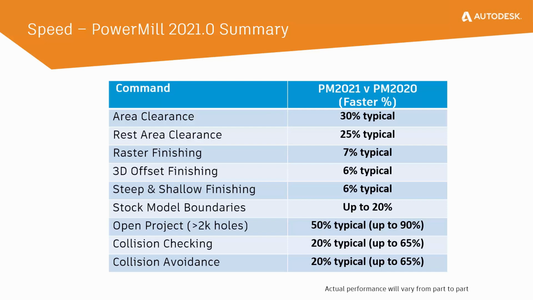I mentioned project opening times, specifically projects that contain lots of hole features for drilling. You'll notice a typical performance gain there of around 50%. So those large projects are going to be opening up 50% faster in this release than the previous release. And then finally, our collision checking and collision avoidance functionality has also been sped up by typically around 20%. Although feedback from our customers, particularly our beta customers that had access to this functionality before it was released to the general public, have reported even bigger performance gains, often as much as 65%. So you can see that we've really focused on making PowerMill faster, and that's fantastic.